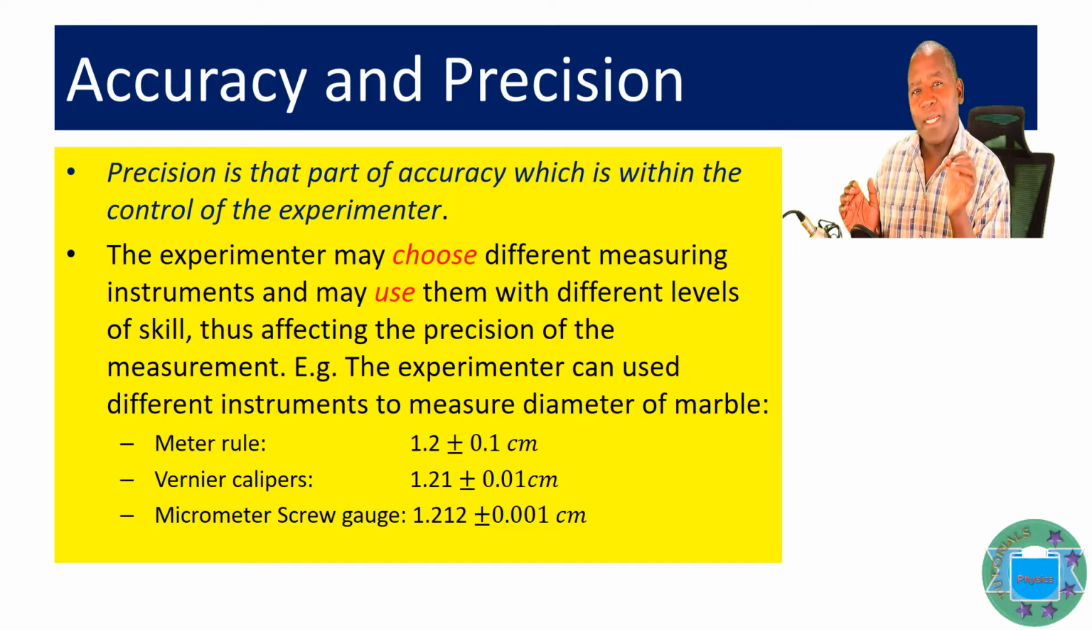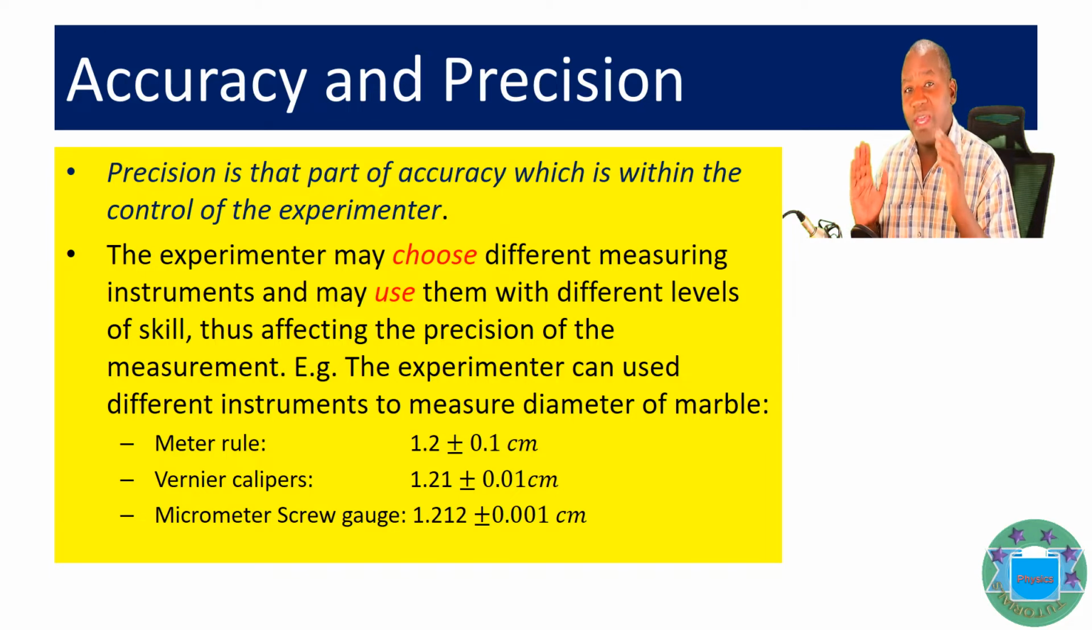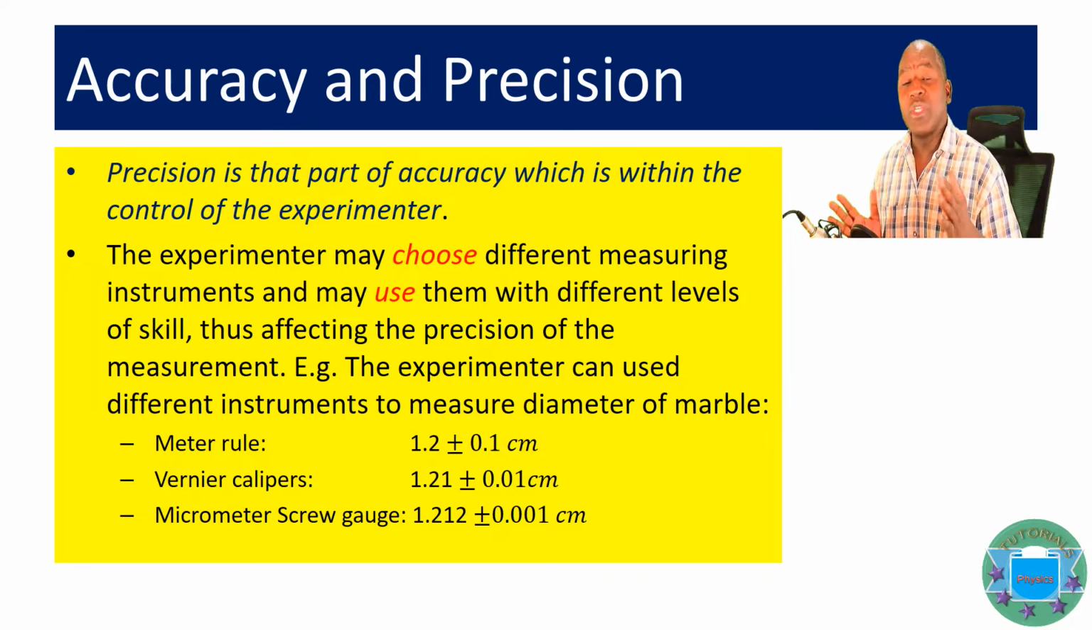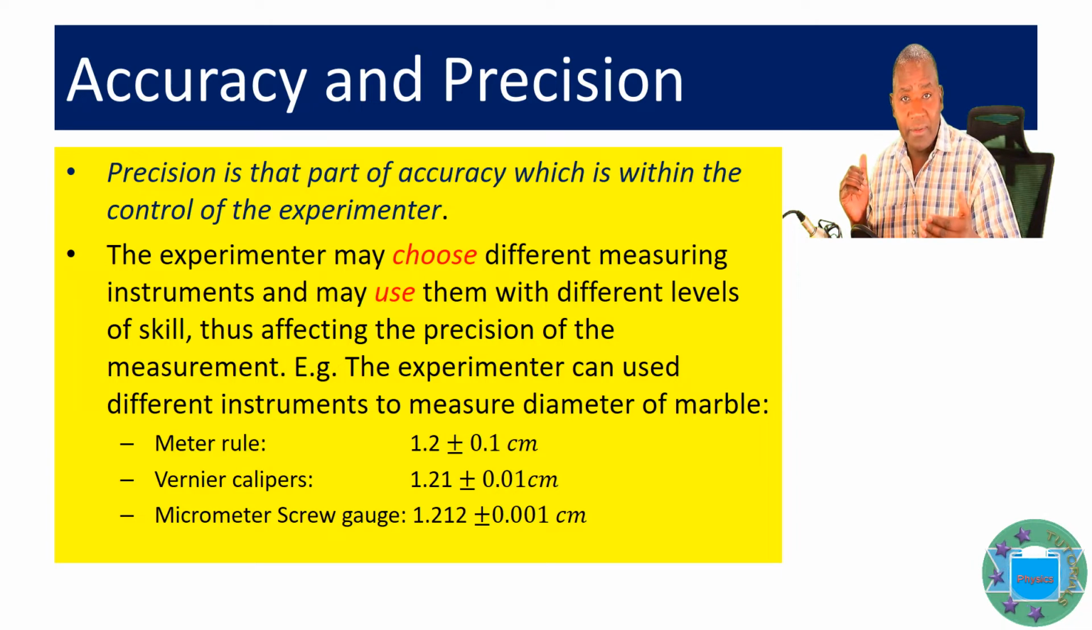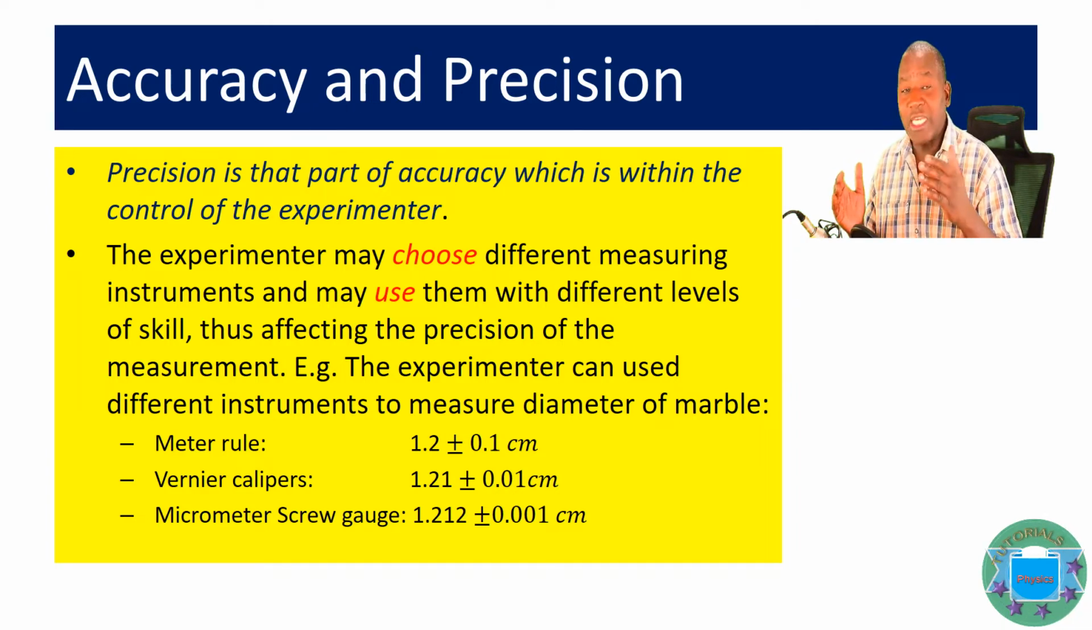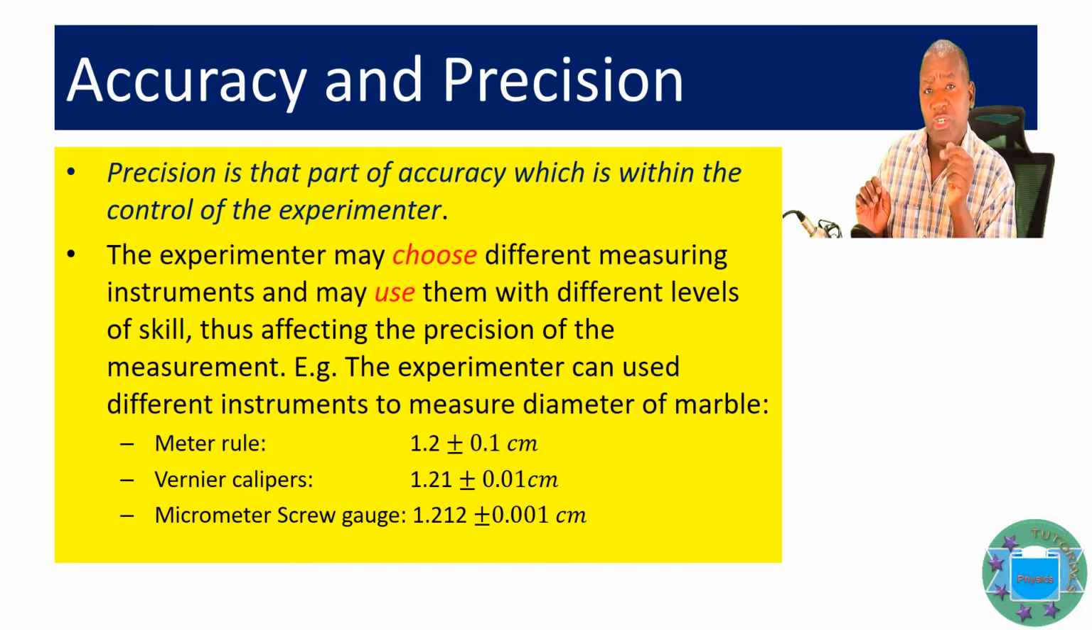Precision is that part of accuracy which is within the control of the experimenter. You see, the experimenter could decide to use different measuring instruments and may use them with different levels of skill, depending on how skillful he or she is. The aspect of that measurement which will be affected is called precision.